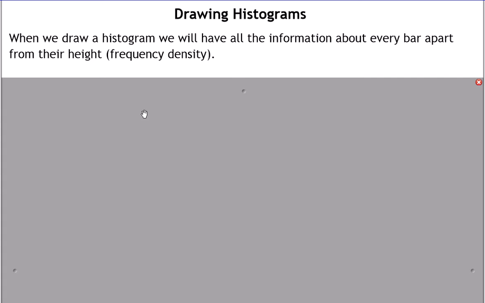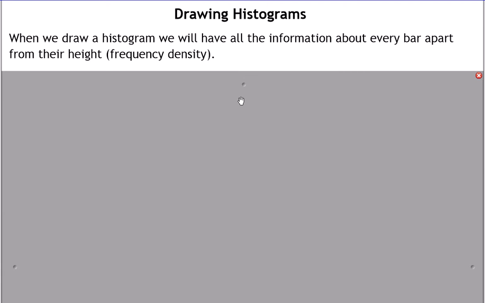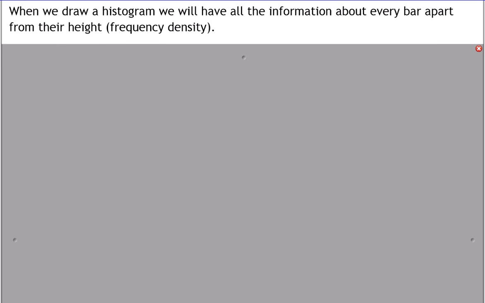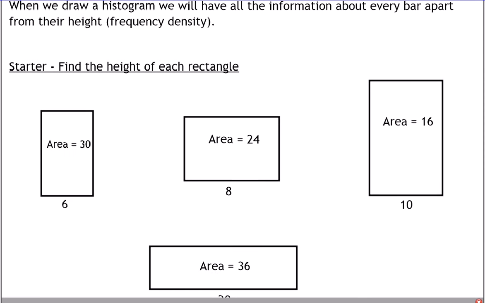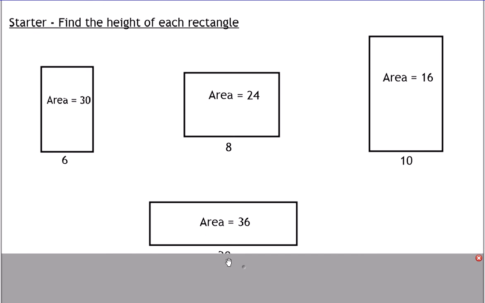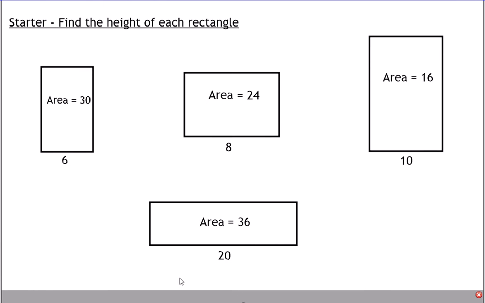Okay, so what you're going to be doing today is working out how tall a rectangle should be if you know its area and its width, and then drawing a bar to match on a set of axes. So your first job then, little starter task for you here. I want you for each of these 4 rectangles to find the height of the bar. So if you draw them, work out the height of each bar. There's no units, and when you're ready, press play on the video.